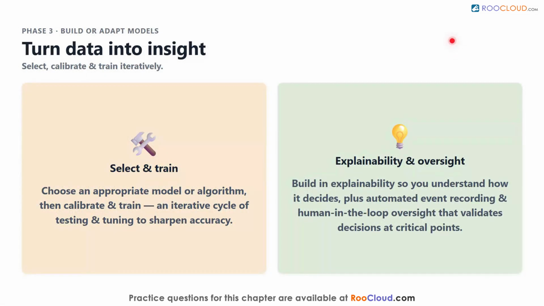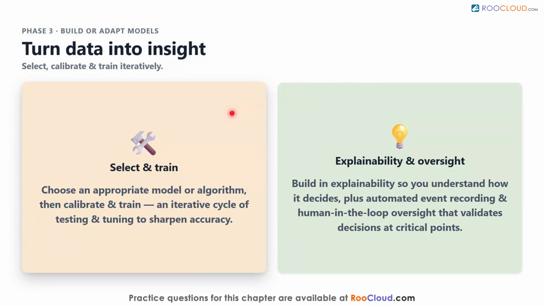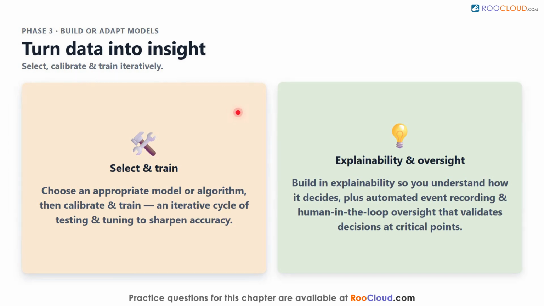The third phase is build or adapt the models, transforming data into actionable insight. You select an appropriate model or algorithm, then calibrate and train it, an iterative cycle of testing and tuning to sharpen accuracy. Two things matter especially here. Explainability, so you can understand how the model reaches its decisions and build trust with stakeholders. And designing in automated event recording plus human-in-the-loop oversight, so a person validates the model's decisions at critical points, blending human judgment with machine efficiency.